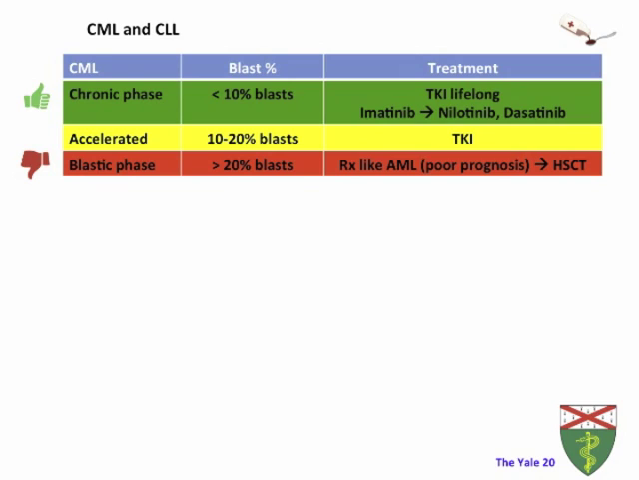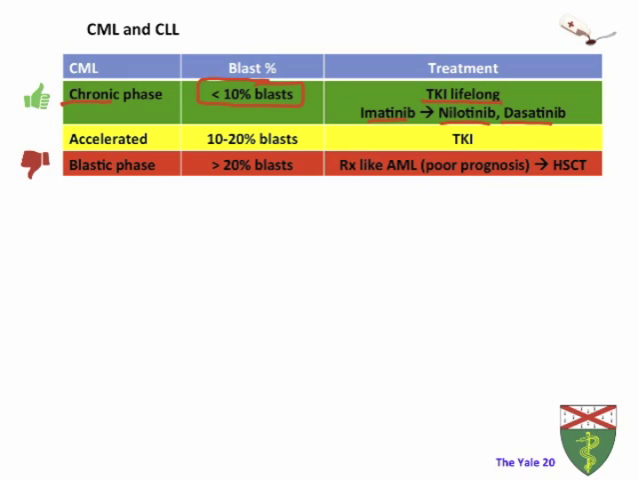And lastly, let's talk about CML and CLL. Similar to AML and ALL, I want you to think about it in good prognosis, bad prognosis, and intermediate prognosis. Your good prognosis are those patients with chronic phase. Remember, those are patients who have less than 10% blasts in the bone marrow. What they basically get is a TKI lifelong. And the different TKIs are imatinib, nilotinib, and dasatinib. Normally, nilotinib and dasatinib, a patient is getting after developing certain resistant mutations against imatinib.